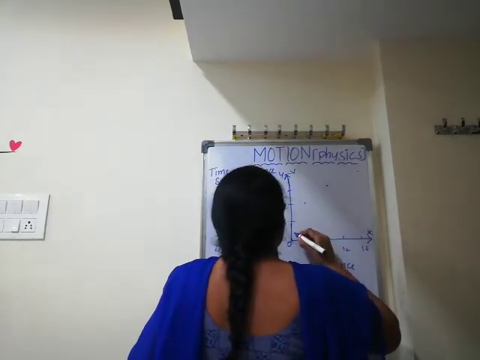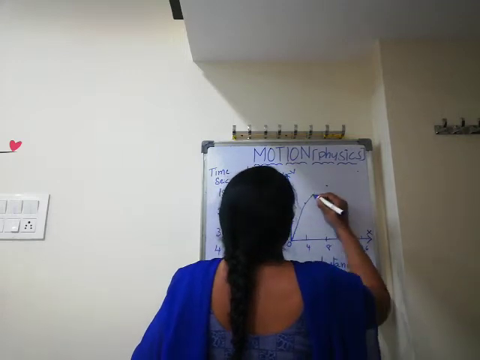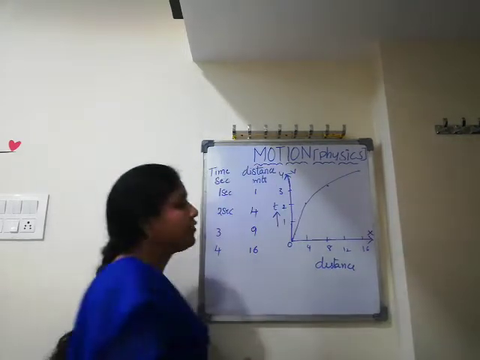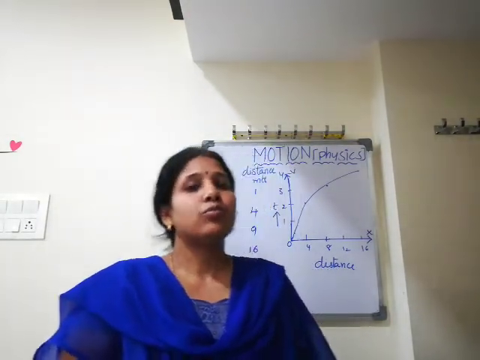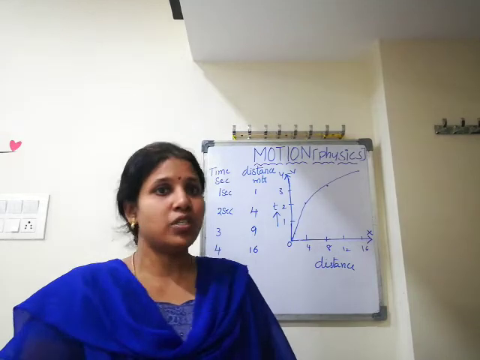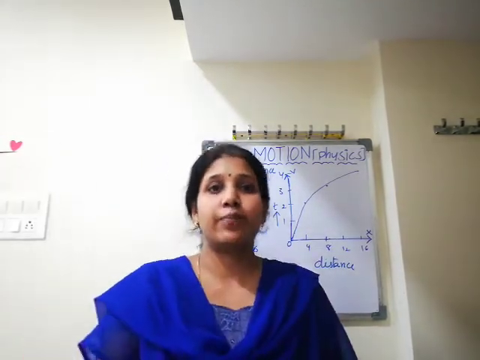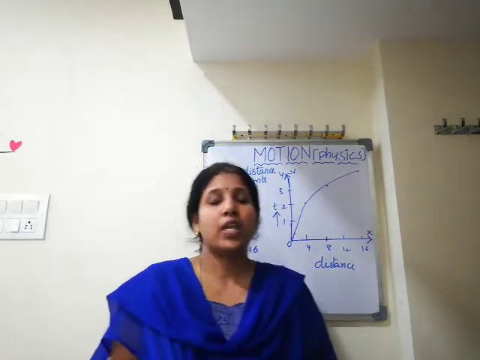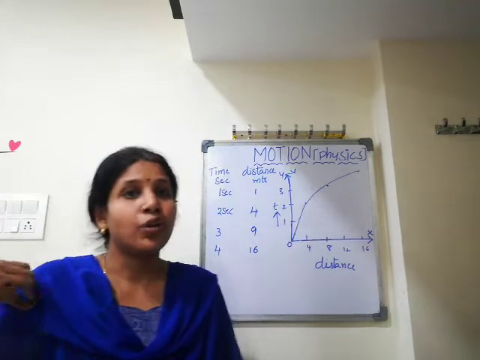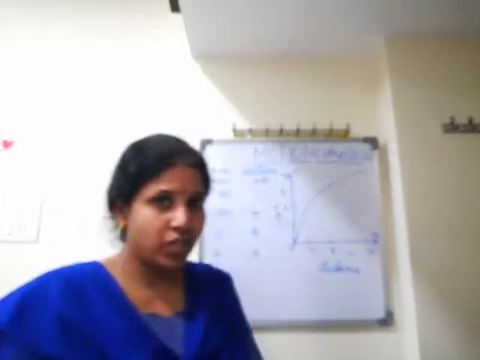If you join these dots, you will get a curved path. It is not a straight line. So the graph for non-uniform motion is not a straight line. It is a curved path. Clear, children? These are the shapes of the graphs for uniform and non-uniform motion. Clear? Now we are going to the next topic.